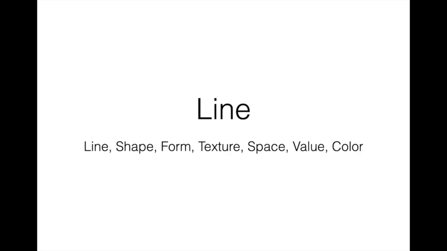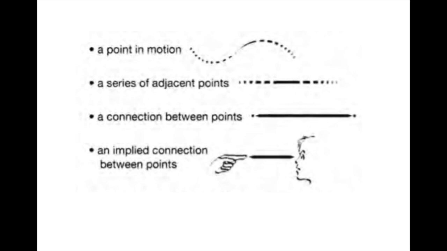So the elements are line, shape, form, texture, space, value, and color. We're not going to cover color in this class, but we will talk about everything else. We'll talk about line, shape, form, texture, space, and value over the next several weeks. So you have a handout online, and I'm just going to highlight some of the things from that handout in this recorded lecture here, but I do want you to study it more closely. So make sure you read through that handout to get some more detailed information.